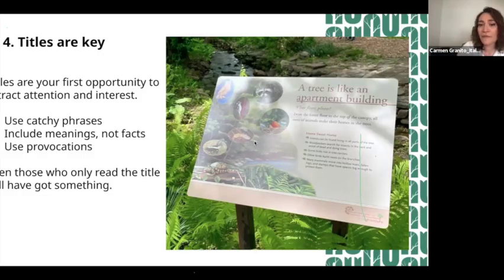So if I only read the title of this panel here, which we have already looked at before, it says a tree is like an apartment building. Okay, now I'm not a naturalist. I have very little notions in terms of botanics or wildlife, but a tree is like an apartment building tells me a lot. And it paints a picture. This is also something that we should remember to do when we use language in interpretive panels. It's important that we use words that paint a picture, that build a visual image or a sensory image.